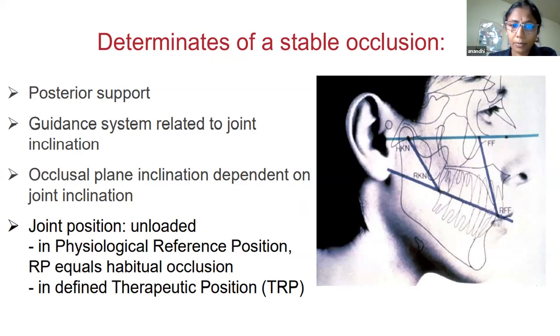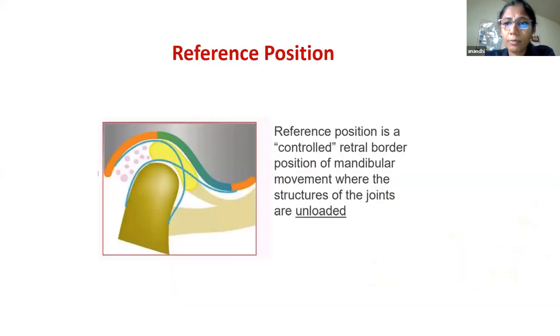I will talk a little bit about TRP in the next slide. So reference position is nothing but the centric relation like we talked about. That is when the mandible is in the most unloaded position. Unloaded position is when it's not compressed or distracted. It is in a stable position. That's what we talk about, yeah?